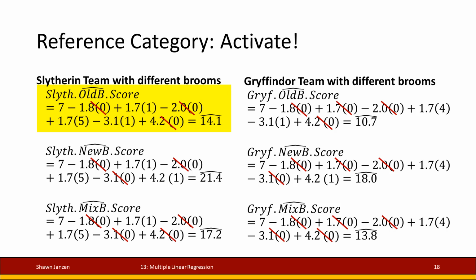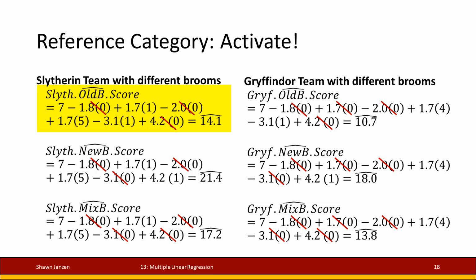So they're going to have the y-intercept of 7. We're going to plug 0 in for Hufflepuff, 1 in for Slytherin, 0 in for Ravenclaw. The ones with the zeros will cancel out. The average student years was 1.7. Slytherins had 5 years on average for their team. And then the regression coefficient for the old brooms was negative 3.1. That indicator is going to turn on because we're doing the old brooms estimate.